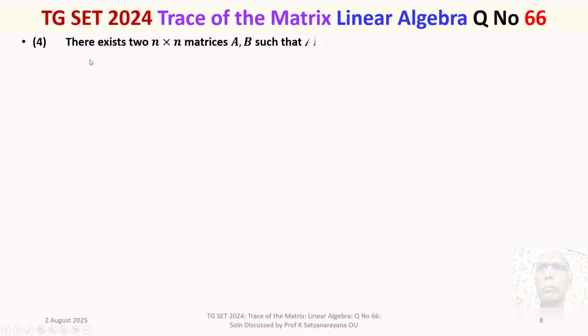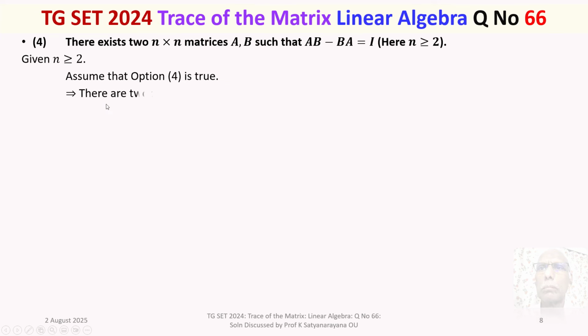Option 4. There exist 2 n by n matrices A, B such that AB minus BA is equal to I, here n greater than or equal to 2. Given n greater than or equal to 2, assume that option 4 is true. That means there exist two n by n matrices A, B such that AB minus BA is equal to I_n.